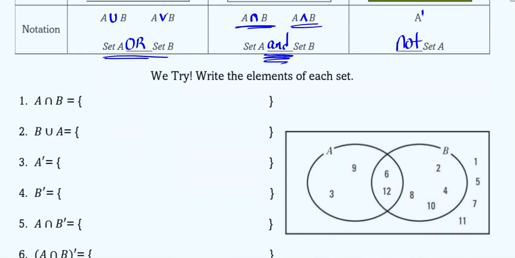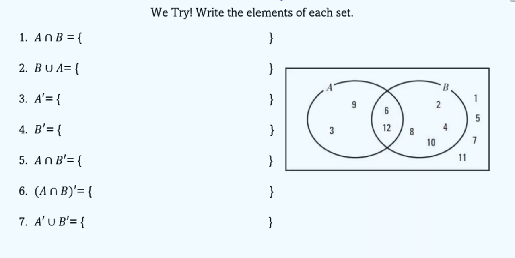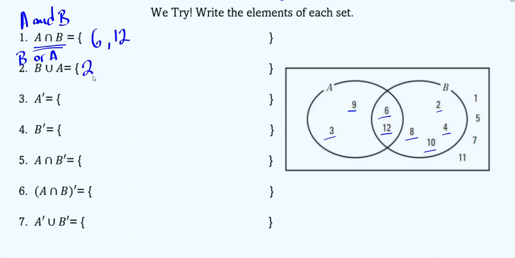All right, let's try a couple together. A and B. We're looking for specifically stuff that is in A and B at the same time. So that is 6 and 12. It's got to be in that overlapping area, just 6 and 12. B or A. Anything that's in B or A includes all of these underlined numbers. Anything that's in A, anything that's in B, those two groups put together. So that's 2, 3, 4, 6, 8, 9, 10, 12.